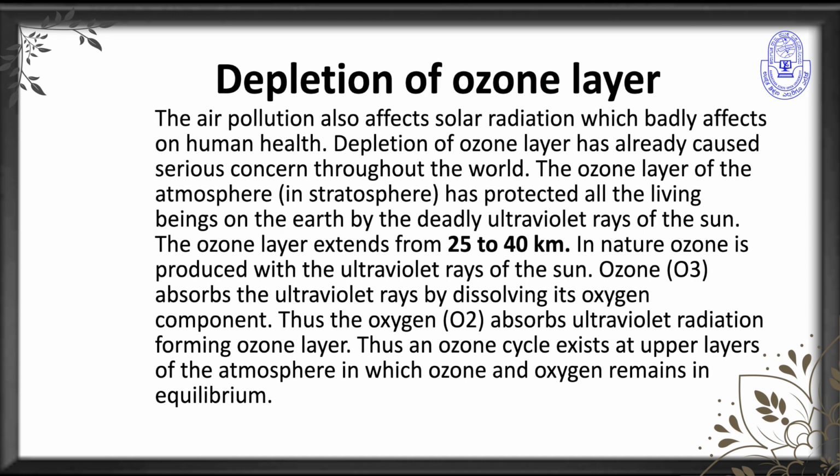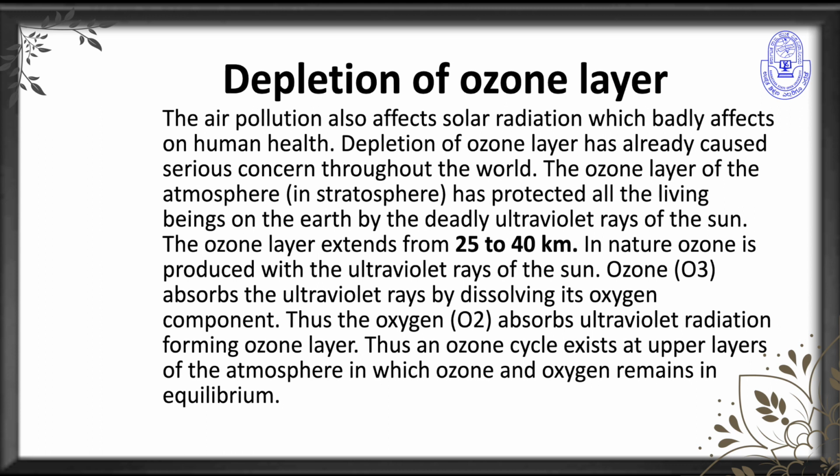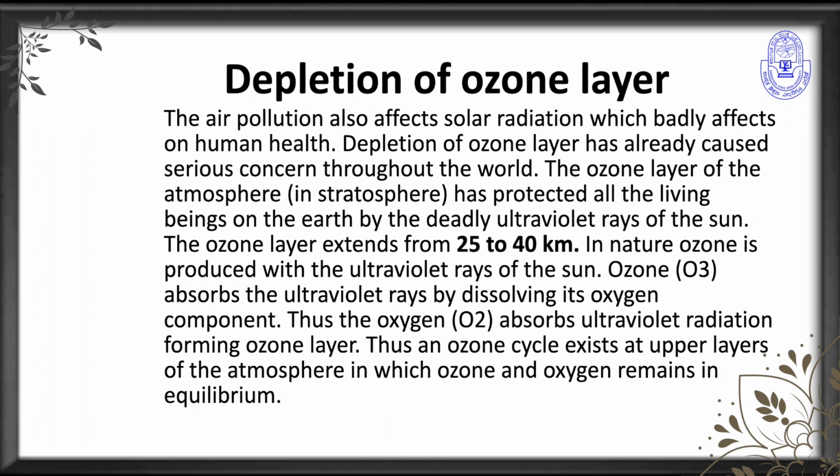In nature, ozone is produced with the ultraviolet rays of the sun. Ozone absorbs the ultraviolet rays by dissociating into its oxygen component. Thus, oxygen absorbs ultraviolet radiation, forming the ozone layer. Thus, an ozone cycle exists at upper layers of the atmosphere in which ozone and oxygen remain in equilibrium.